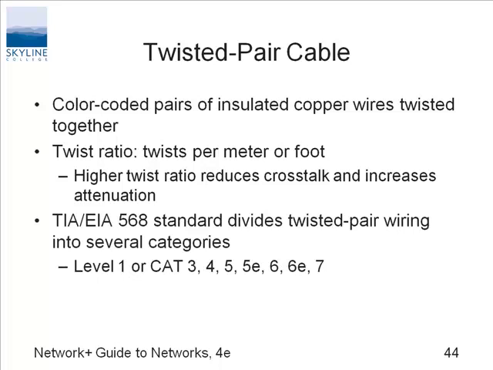The standards are TIA, EIA 568A and 568B, and there are pictures of those on the Moodle page. The levels, level 1 or Cat 3, 4, 5, 6, and on up to 7. These basically represent noise rejection ability as well as what the data rate is. Cat 3, the highest data rate of a Cat 3 cable is 10 megabits per second. Still 100 meters for the distance.